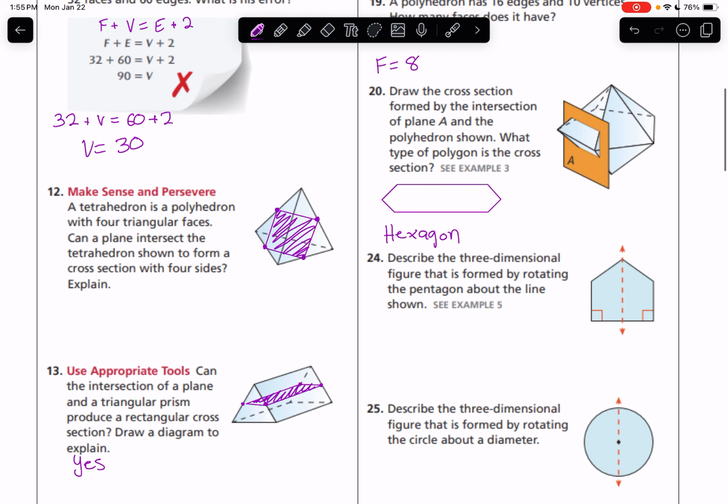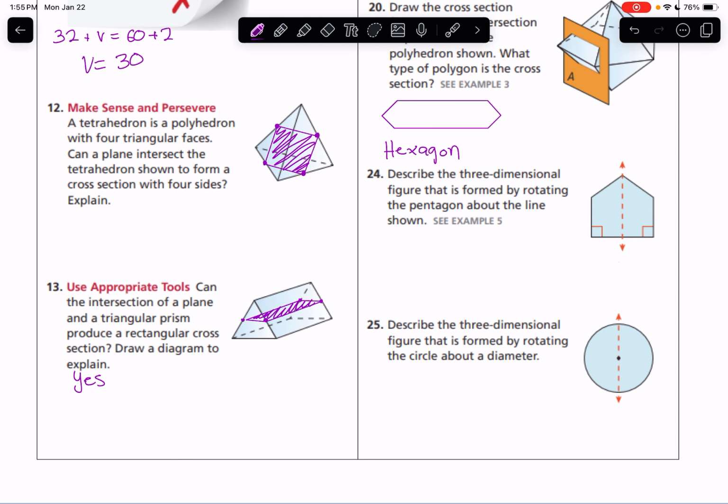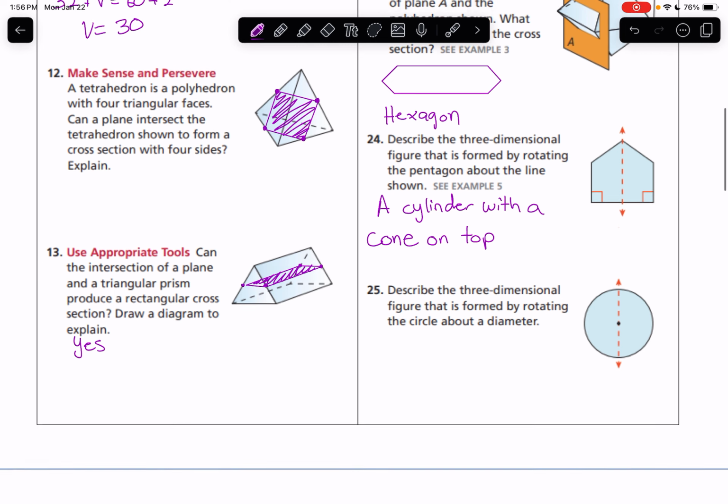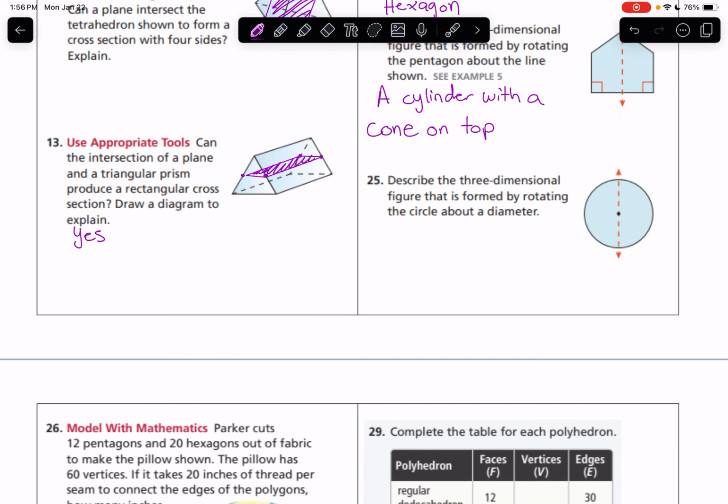Number 24, if we're going the other way, we're rotating this pentagon around the line shown, we're going to get a cylinder at the bottom, and it's going to have a cone on the top, kind of like a silo. It is a cylinder with a cone on top. After that, we're going to rotate this circle about a diameter, which is, of course, going to give us a sphere.